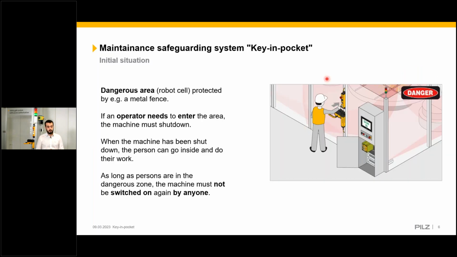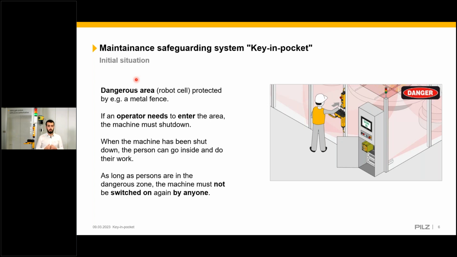And let's start with an initial situation. To make it easy, we would like to explain that we may have a dangerous area, a machine, a robot cell, which is protected by metal fences. And normally this type of machine has a door in order to go inside and do some maintenance work.